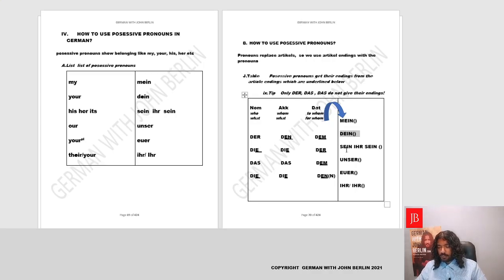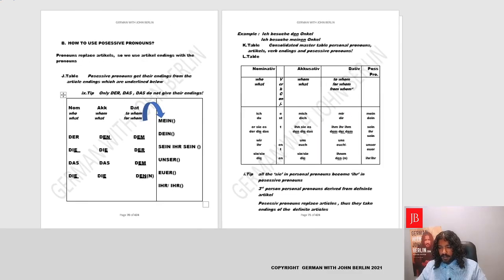Let me show it for "your" as well. Your will become dein. The article doesn't give its ending. Deine, dein, again this doesn't give its ending. Deine, deinen, deine, dein doesn't give its ending. Deine, deinem, deiner, deinem, deinen. Fantastic. So similarly, we could do it for the others as well. And more clarity will come when we attempt certain questions and answers. So let's move forward and see what we have here.